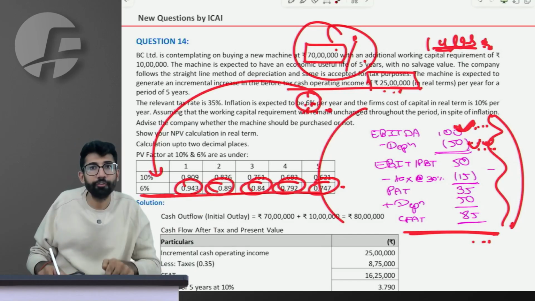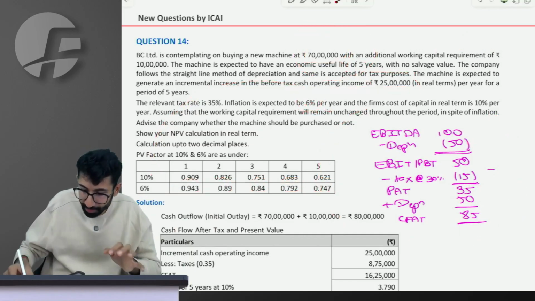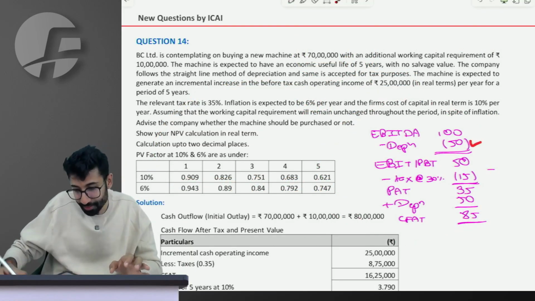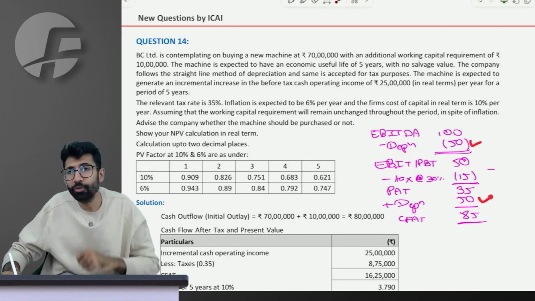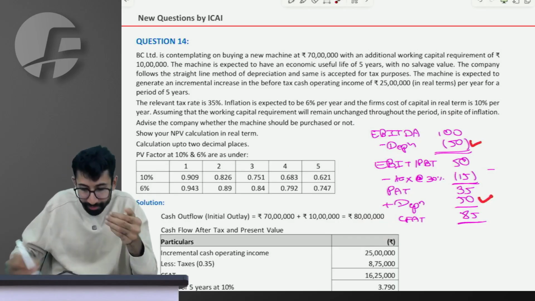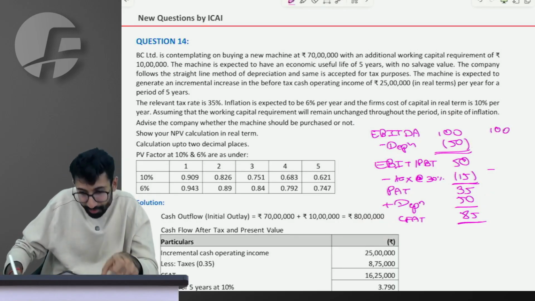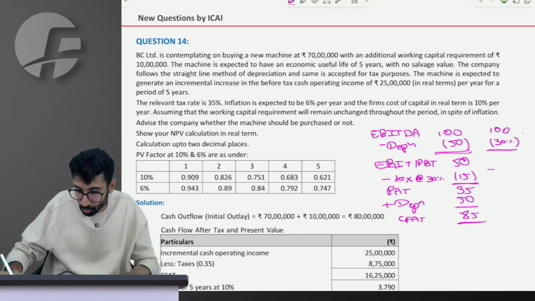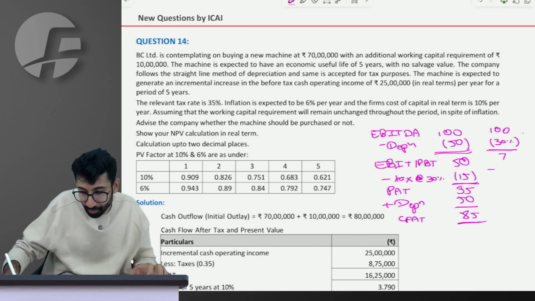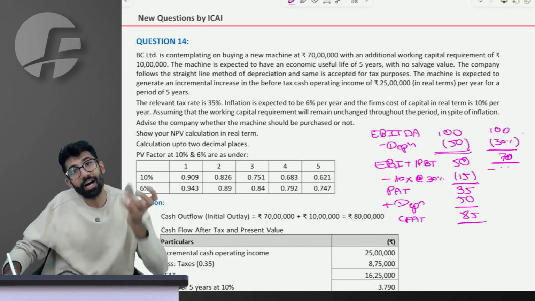Alternative 2 is, sir, let's simplify the solution. Ultimately, I deduct a depreciation, I add it back. Then why do you deduct it? For the purpose of tax advantage. So why don't you take the tax advantage directly? Meaning to say, if it is 100 rupees of EBITDA, why don't you deduct 30% tax out of it directly? So what was the tax rate? 30%, right? So 100 minus 30% gives me 70 directly after tax expense.